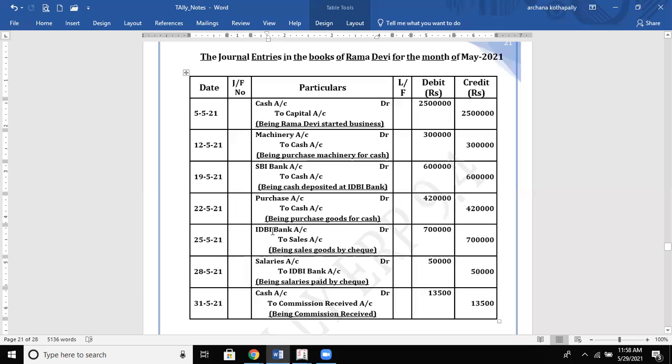So 4,20,000, purchase account debit to cash account. And she did some sales through bank, nothing but bank sales, and the check number is also updated. So bank account debit to sales account. If it is a cash sale, you would have debited cash account. And here it is the bank which is going to receive. So bank account debit to sales account.